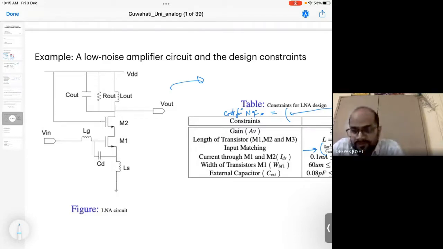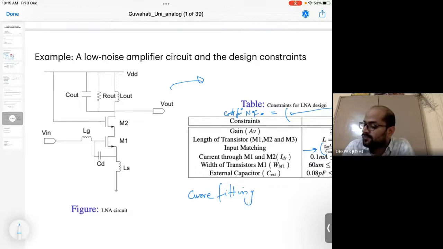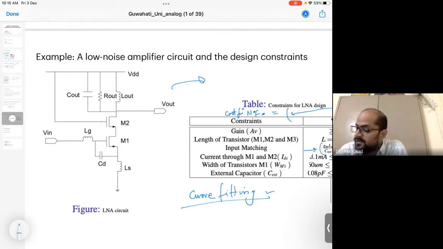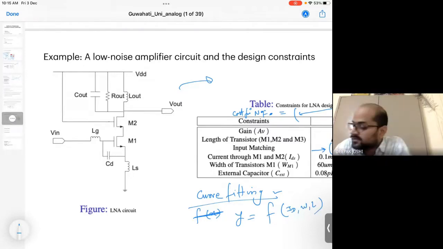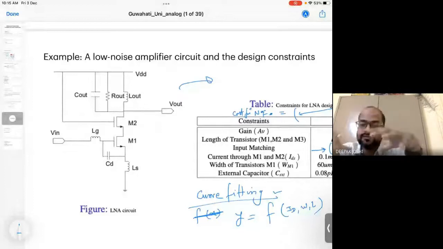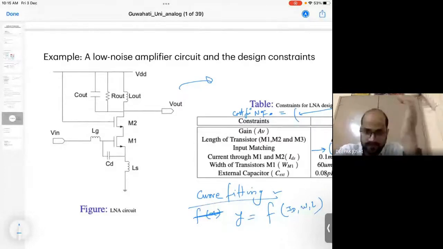We tried with curve fitting also. There is one thing that is called curve fitting, one practice to generate expressions. Let us say if you are aware that some function is there, where y is a function of current, and then W and then L. So there is some function, and then you can have some curve from the simulator. At least you can start with the simulator so that we can find some better results.